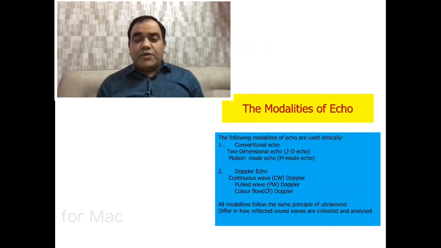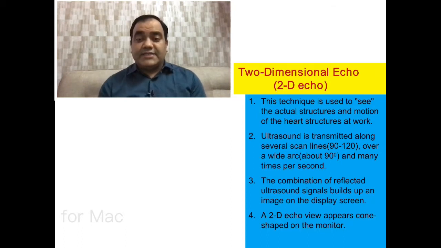The different modalities of echocardiography are conventional echocardiography, that is two-dimensional echo, and motion mode M mode echo, and the other one is Doppler echocardiography, that is continuous wave Doppler, pulse wave Doppler, and color flow Doppler echocardiography. All modalities follow the same principle of ultrasound, but they differ in how reflected sound waves are collected and analyzed.